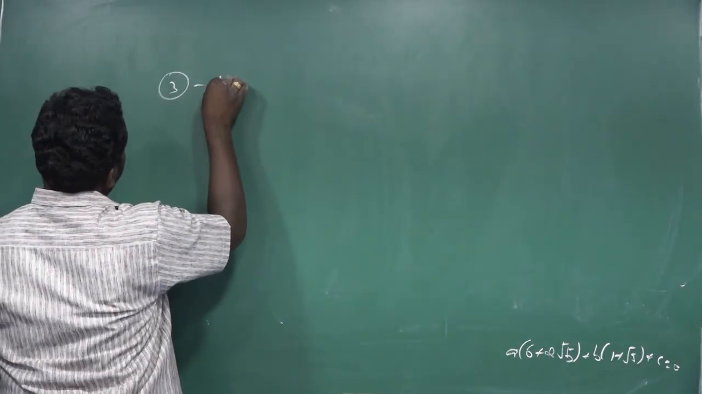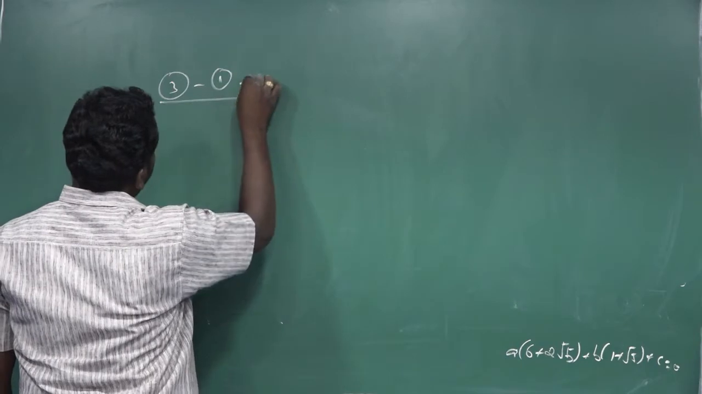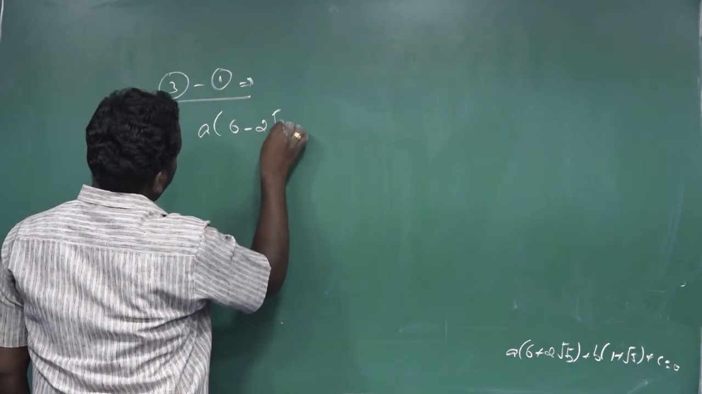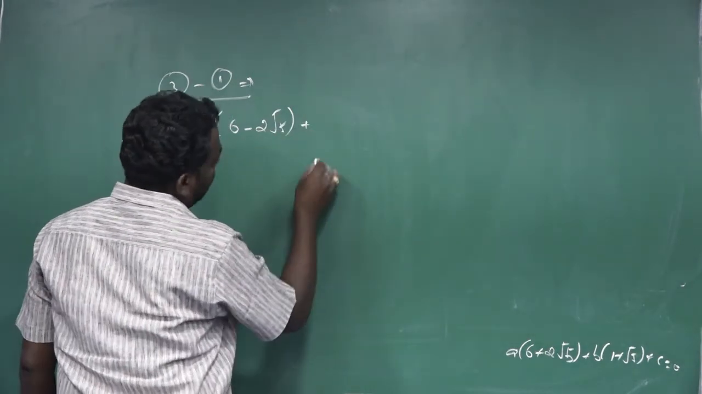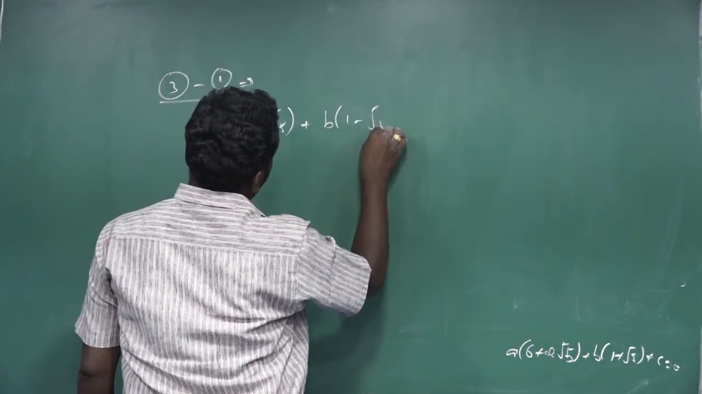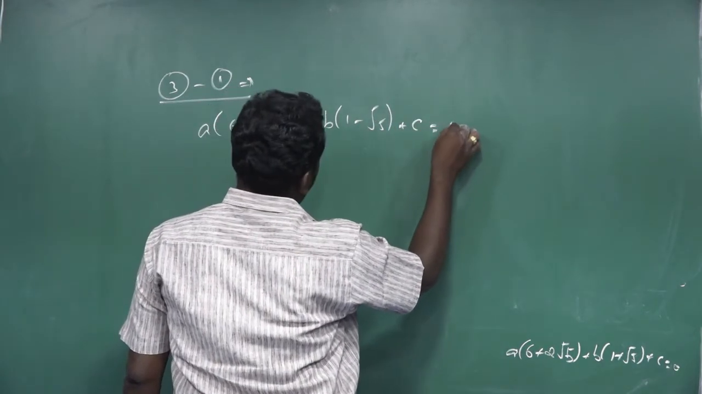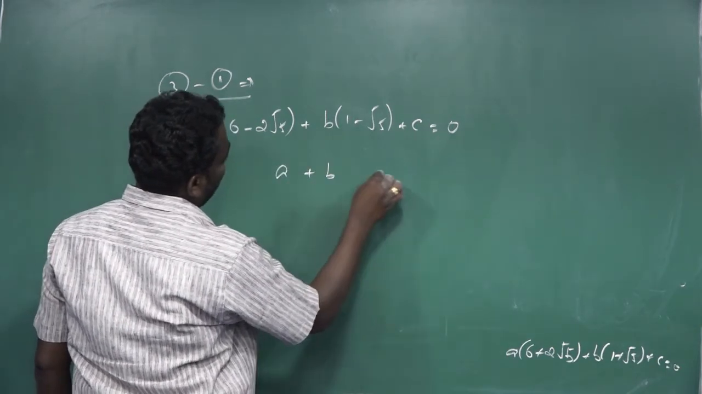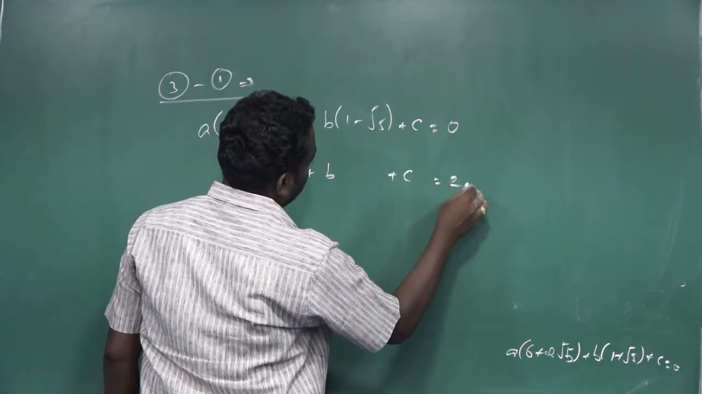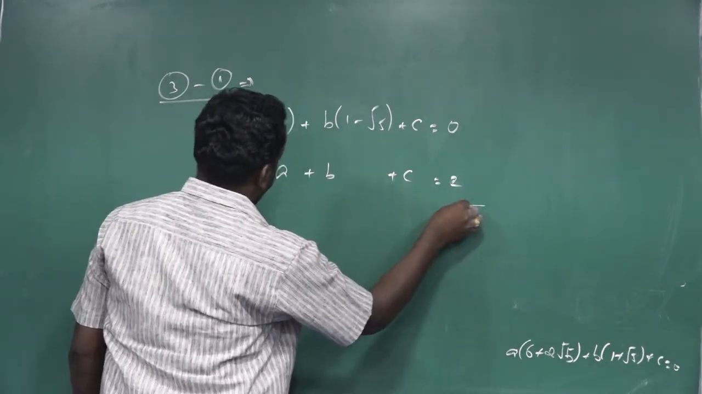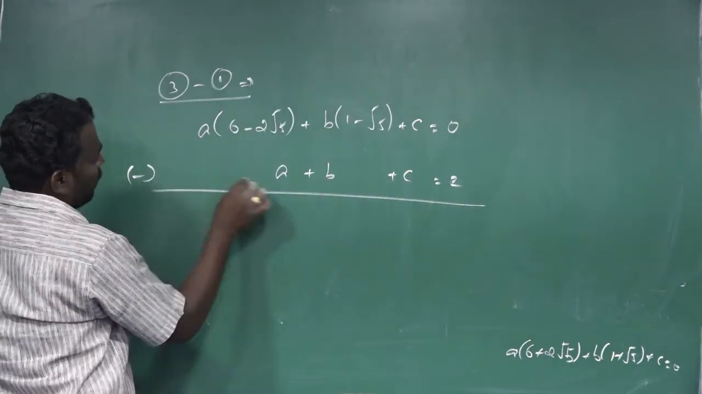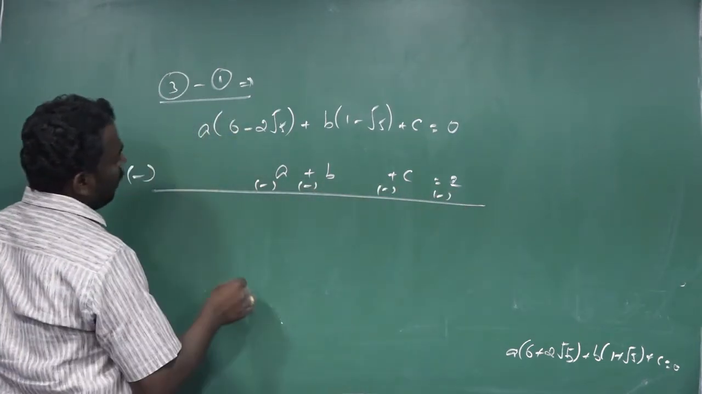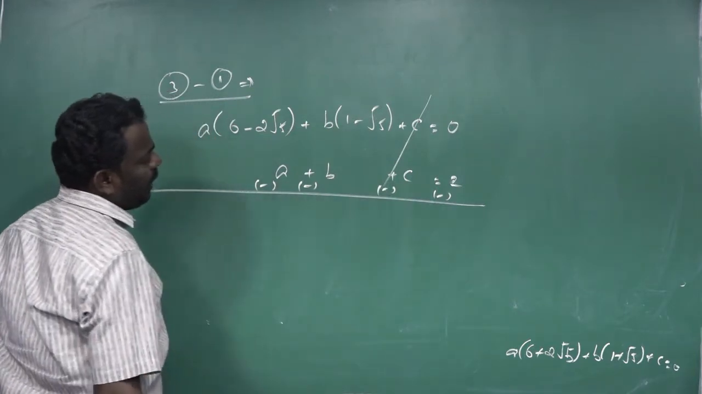Third equation minus first equation: a into (6 minus 2 into root 5) plus b into (1 minus root 5) plus c is equal to 0. Third equation. First equation: a plus b plus c is equal to 2. Now subtract the equations, changing the signs. Therefore minus c plus c cancel.